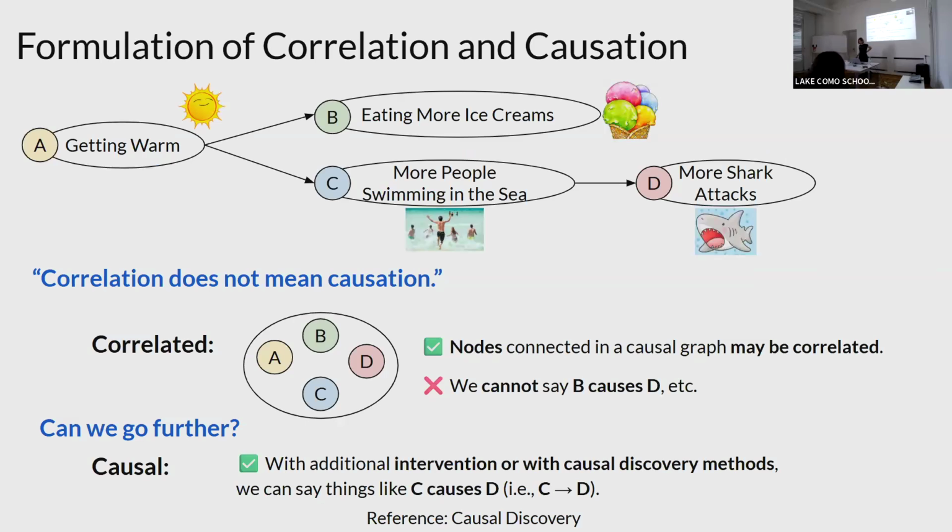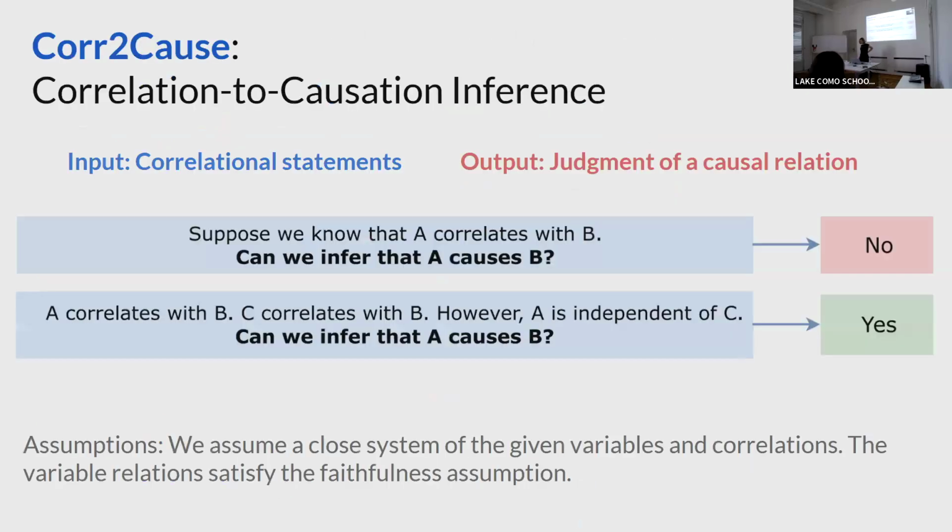And CMU has a lot of pioneering studies on causal discovery, which also motivated our tests on whether language models can understand these correlation-to-causation inferences as well. So what we put to the language model is basically telling it that if you know A correlates with B, can we be sure A causes B? And the answer is no. Whereas in the other case, if we know A correlates with B, B correlates with C, however, A is independent of C, can we know if A causes B?